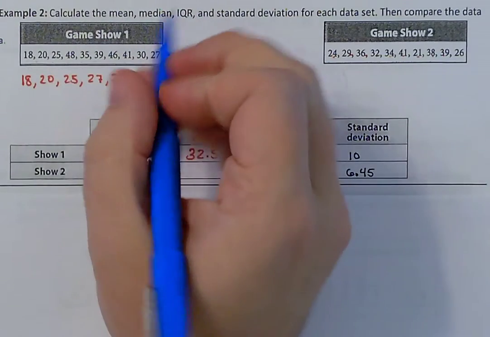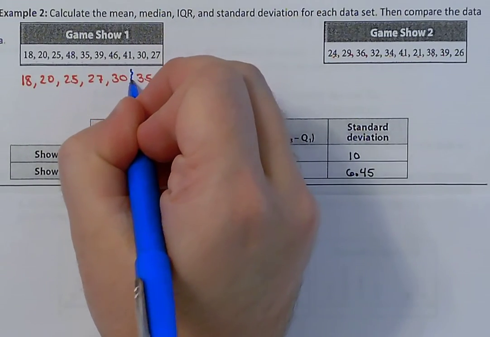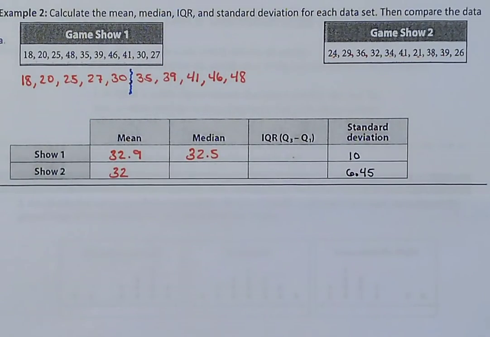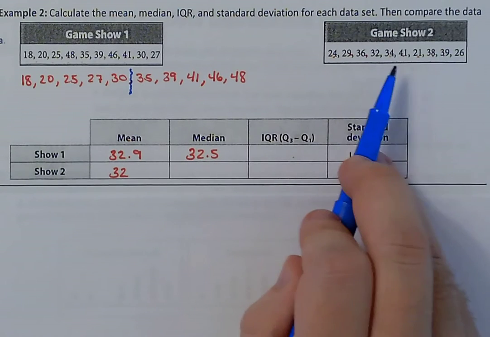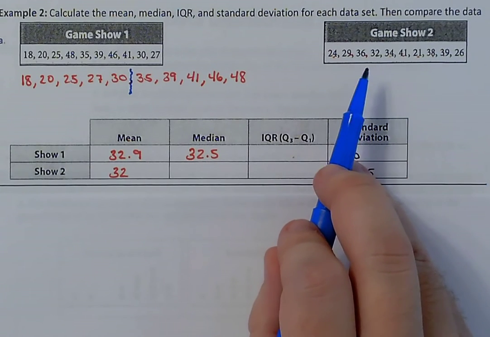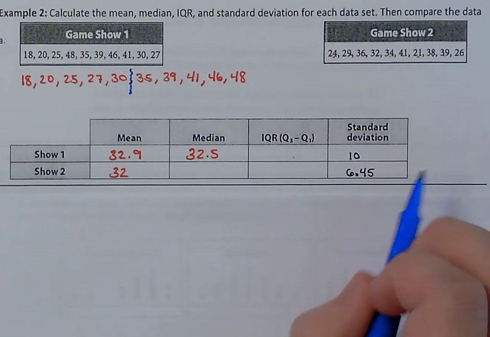So our median would be right there. Next, let's go ahead and find the median for game show 2. So we need to go through and put these numbers in order from least to greatest.